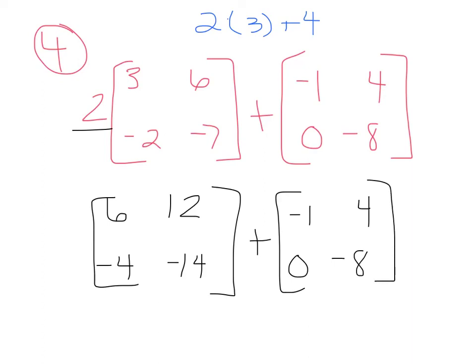So the second one stays the same. And then we're just going to add everything together. So 6 and -1 gives you 5. 12 and 4 gives you 16. -4 and 0 gives you -4. And -14 and -8 gives you -22.